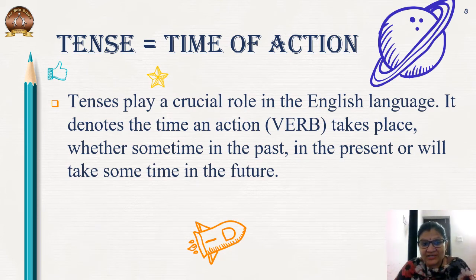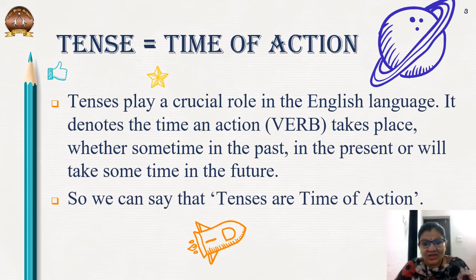Now tenses play a crucial role in the English language as they denote the time of an action. That is, a verb, as we know, takes place sometime in the past, in the present, or will take place sometime in the future. So tenses, if we divide them in categories, there are three: present, past, and future. So we can say that tense is the time of action.